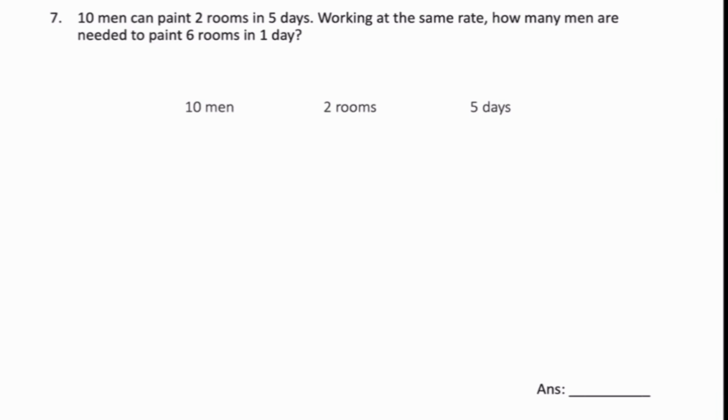Let me show you. So remember, I told you the first rule is you can only change the rooms or the days. You don't change both at the same time. Now, start with 10 men. Okay? We keep the men the same. So we change one of them. We will change the 2 rooms to 6 rooms. Easy, because I can just multiply 2 by 3, I'll get 6 rooms. Right?